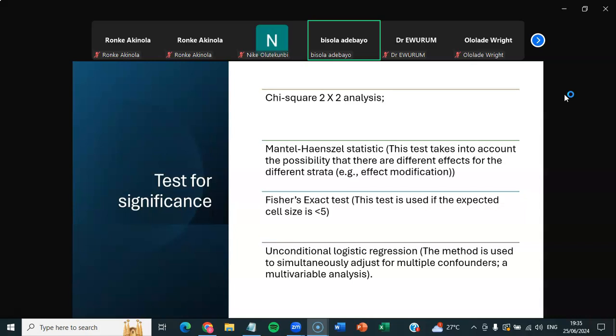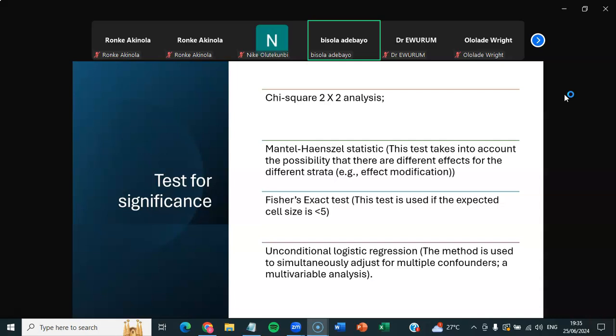So now we calculate our odds ratio. Then what do we do with it? What inference can we make from it? We now have to subject it to a statistical test. So easily, you run your chi-square 2x2 analysis.